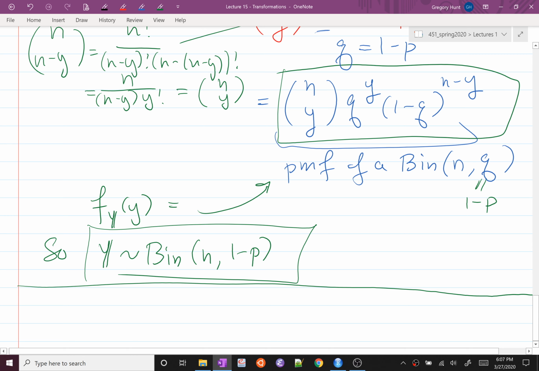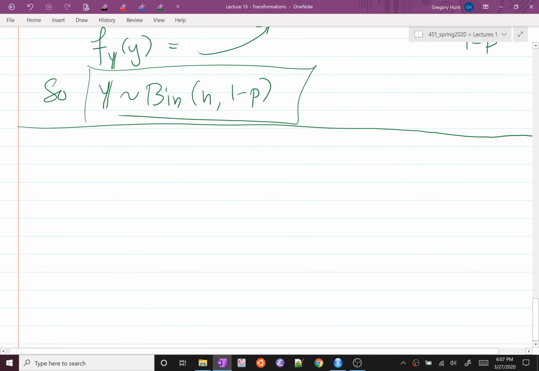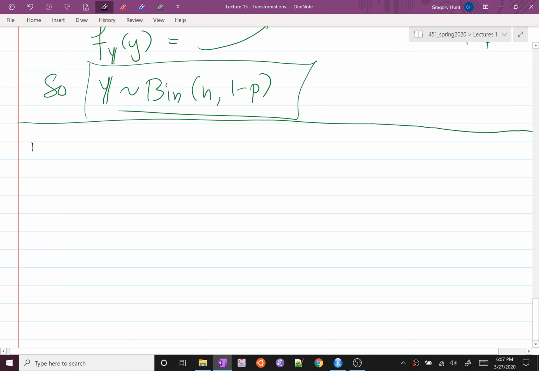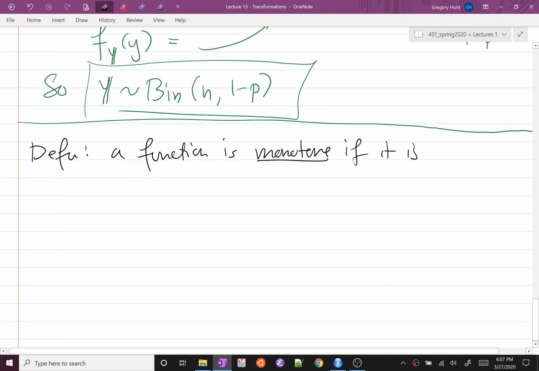Okay, so that's a nice little introduction. It shows us a simple case where in the discrete case we can get the PMF of the random variable Y, or transform Y, from the PMF of X. So now we're going to look at the continuous case. And so first we need to give a couple of definitions. The definition: a function is monotone if it is either increasing or decreasing.